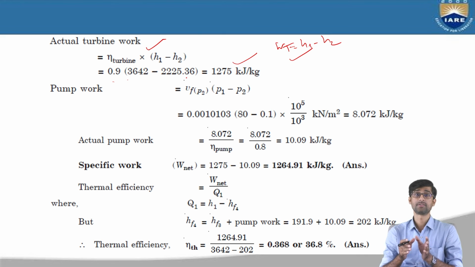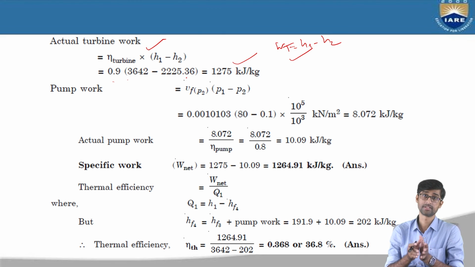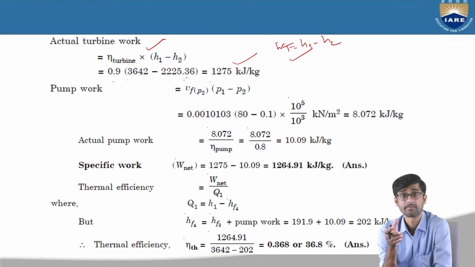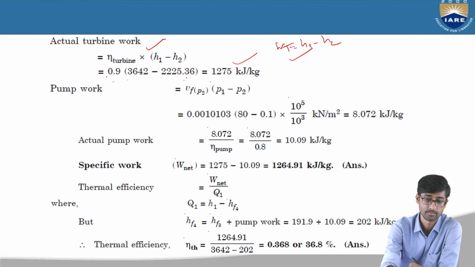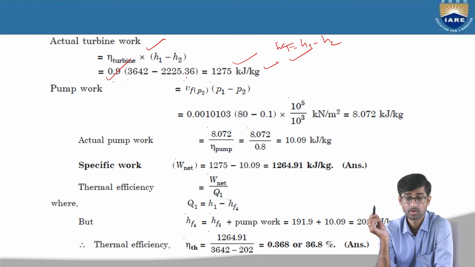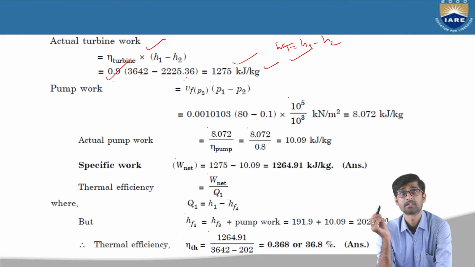So this is the difference between this problem with turbine efficiency and the previous numericals. If the efficiency of turbine and pump is given, find out the actual turbine work and actual pump work. So multiply by 0.9. This becomes 1275 kilojoule per kg. This is the actual turbine work.